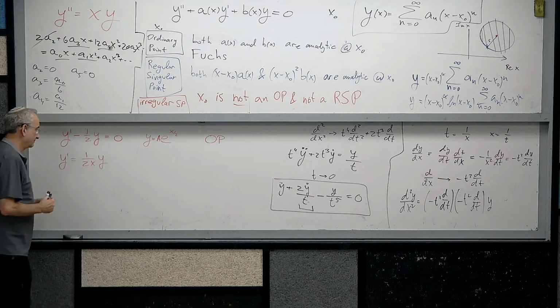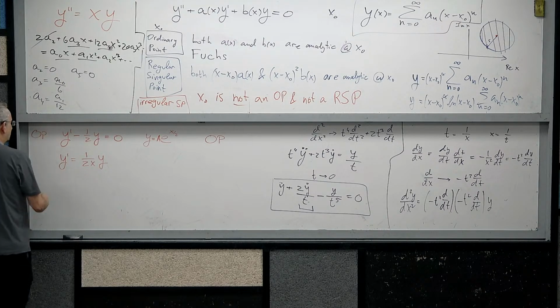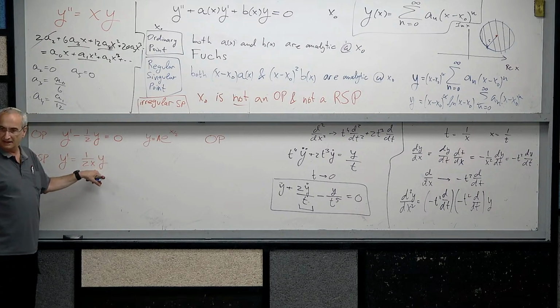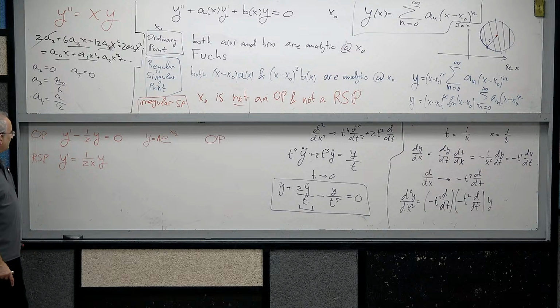1/2x times y. What has happened now? What kind of point is that? Regular singular. This is a regular singular point. Why? The highest derivative here is 1. So this is going like, dimensionally speaking, 1/x, and this is going like 1/x. If you multiply this by x, it will be analytic. Okay? Now, what is the solution now?